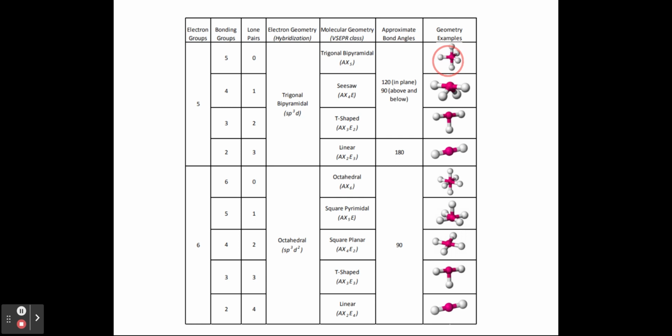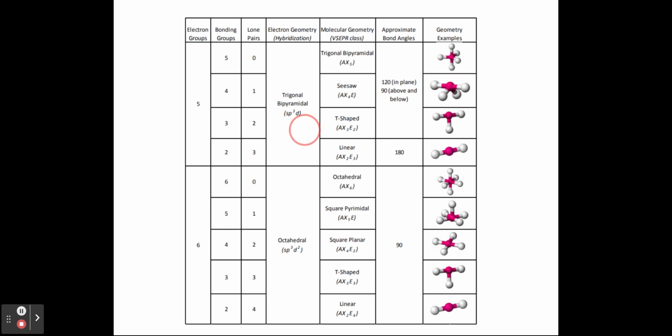But because you have this d orbital here, that d orbital allows you to increase the number of bonds, and therefore you have more than 4 bonds or 4 electron groups around your central atom. And so this is called expanding the octet.